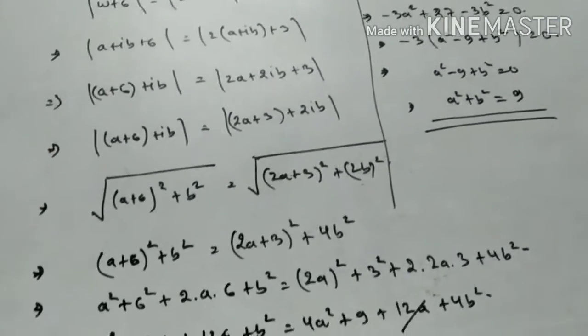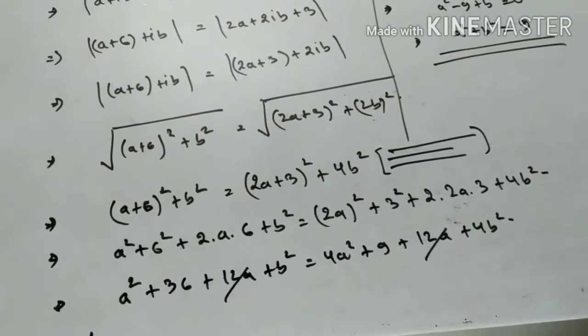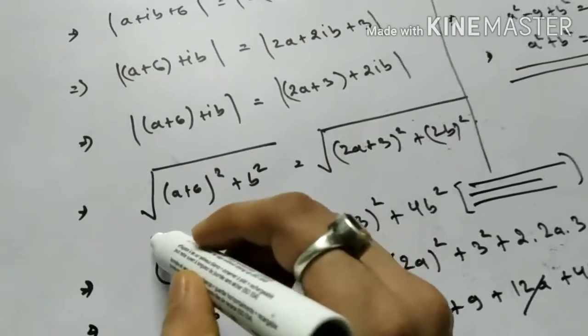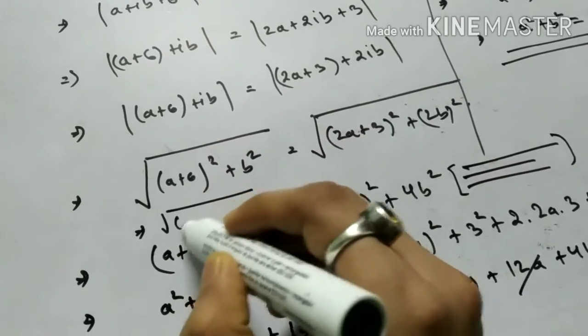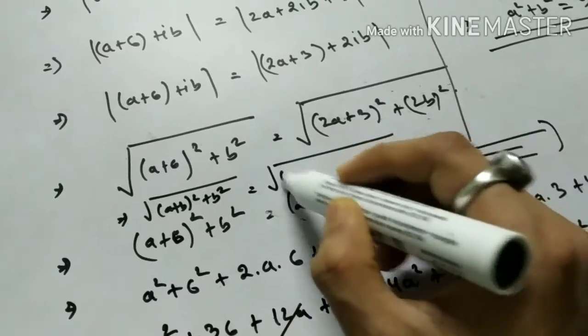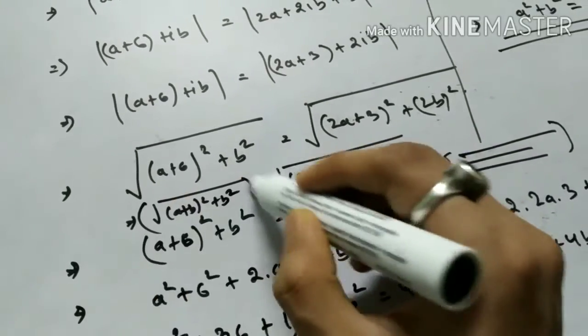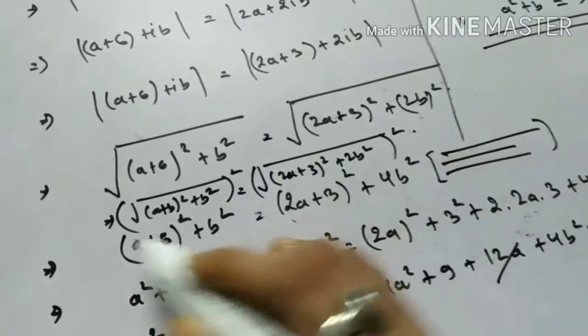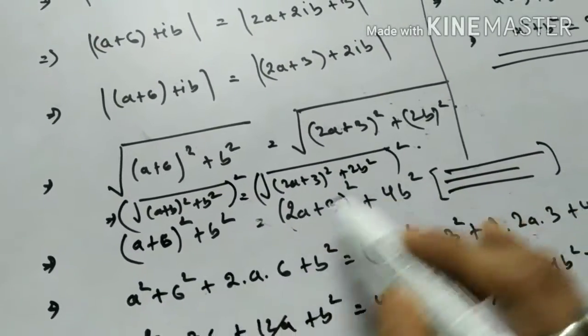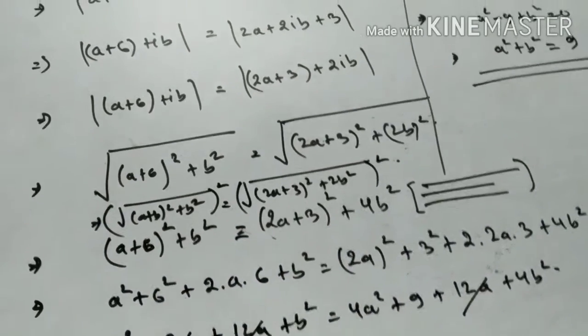Here you can write squaring both sides. Okay, squaring both sides I will get this. Or you can show one step in here: (a plus 6) the whole square plus b square is equal to (2a plus 3) the whole square plus (2b) the whole square. One step you can add in here. Okay, squaring both sides I will get this step.